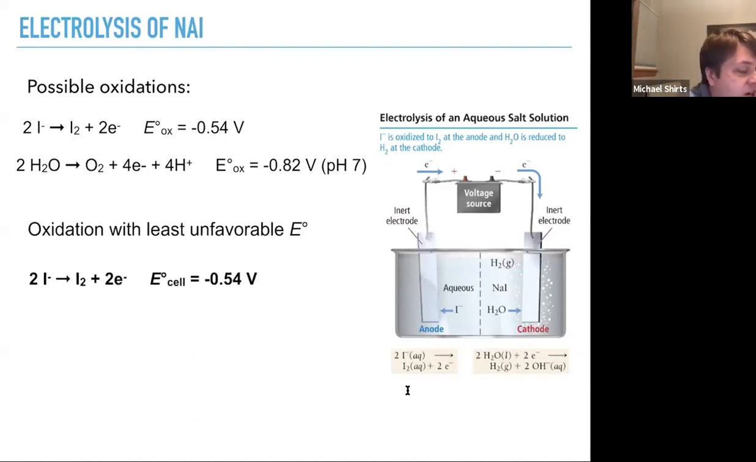So if you apply a voltage here, you're not going to get oxygen gas being produced. You're going to get iodine, I2, being produced. So that's what's happening at the oxidation side.